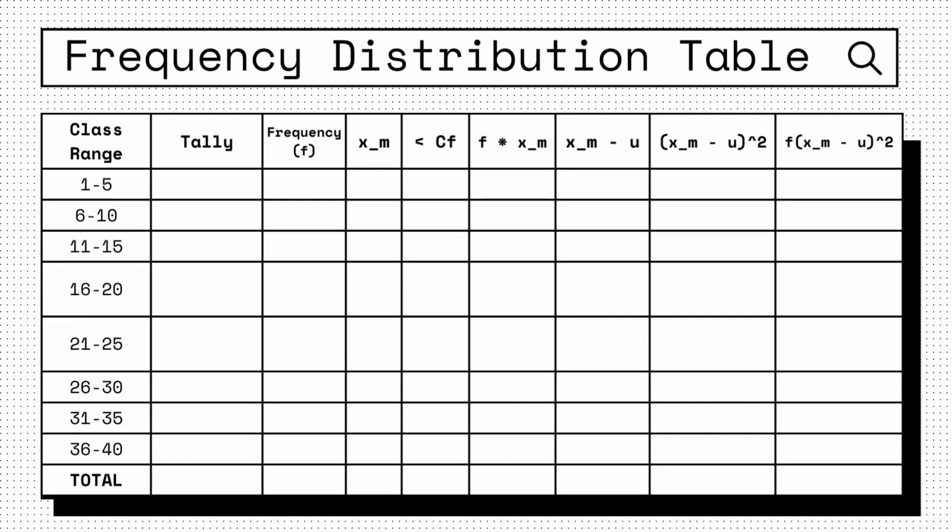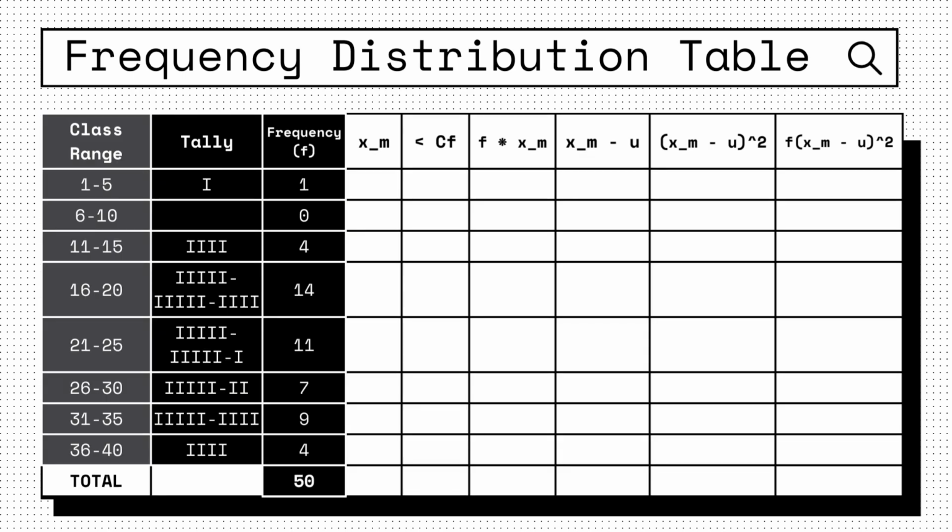For the first column, we will identify the class range. Since the total score is 40, which is divisible by 5, we will use 5 as the class size in this data, so we have 1 to 5, 6 to 10, 11 to 15, 16 to 20, 21 to 25, 26 to 30, 31 to 35, and 36 to 40.